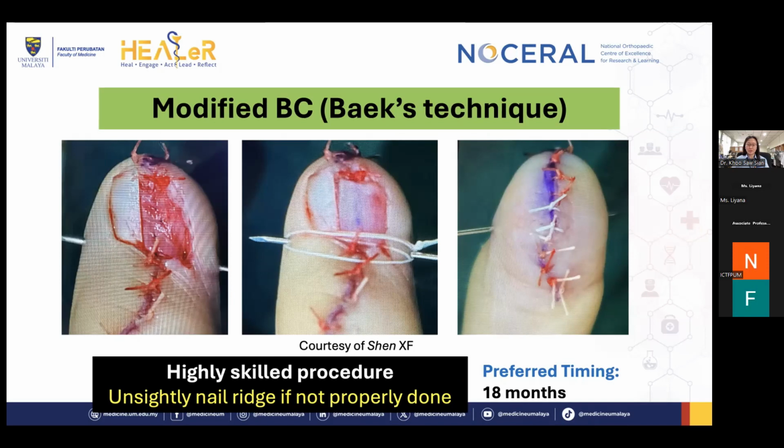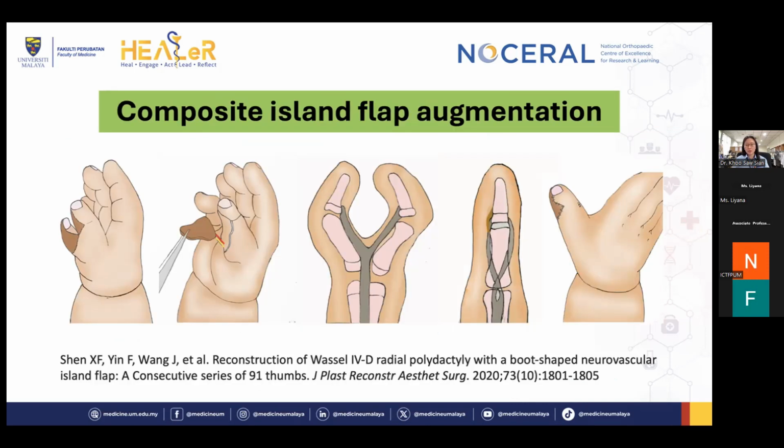Surgeons who are not so confident in doing this sometimes choose just to keep a smaller thumb rather than have a very unsightly looking thumb. The preferred timing, from what I learned from Dr. Sian, is 18 months, so that you can have a good approximation of the nail bed. In certain types, instead of combining the 2 digits, you can just use the soft tissue from one side, without taking the bone, to augment it and make the thumb look bigger.